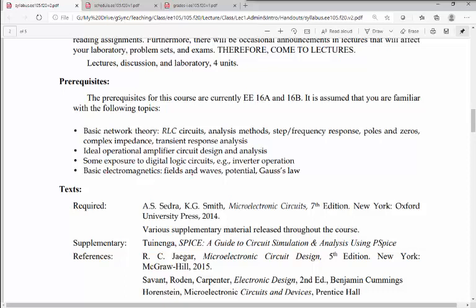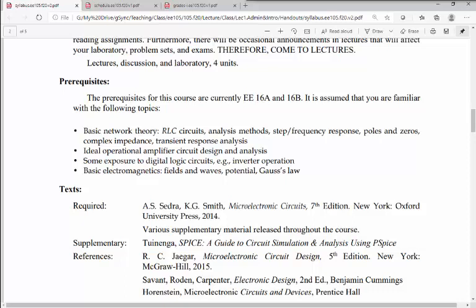Basic electromagnetics, fields and waves, potential, Gauss's law. The reason for this is you're going to need to know some physics because we're going to talk about physics. We're going to talk about what the structure of the transistors looks like. We're going to talk about how they operate, how they're pushing electrons in this direction and what are called holes in another direction, how voltages can go over a threshold and get things to suddenly start working in diodes and transistors. So we'll be talking about some physics.